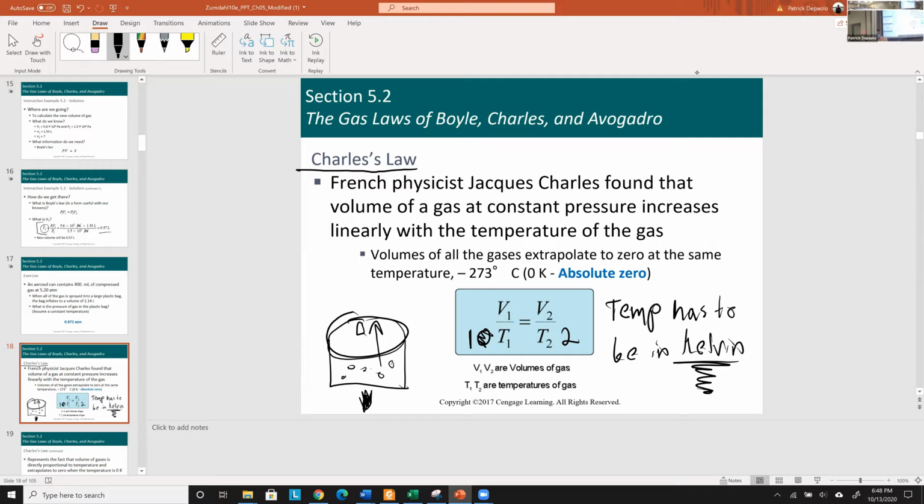It's now 274 and 275, where they're about the same. So when you solve for the remaining variables, you'll get completely different answers if you stick with Celsius. So it's very important that you use Kelvin in these. Always use Kelvin. The volumes could be milliliters, liters, gallons, whatever you want, but the temperatures have to be in Kelvin, or else you won't get the same answer.